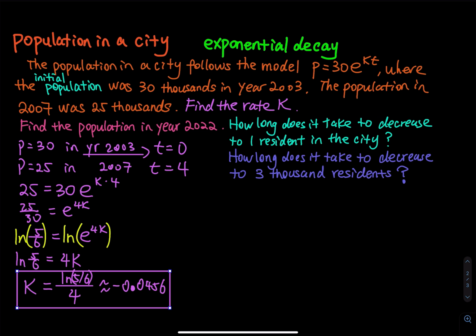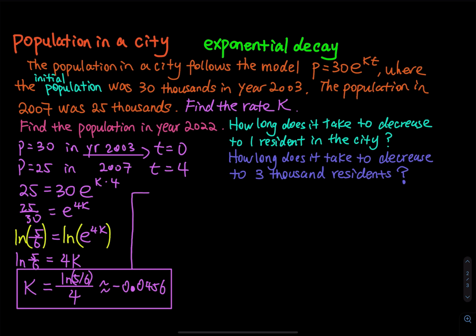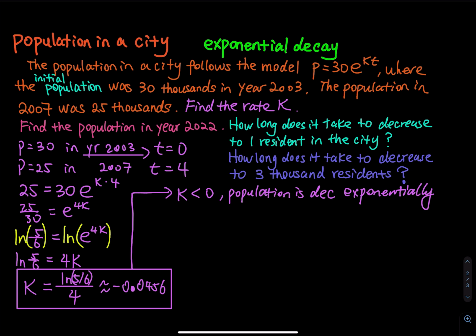And why do I need to box this? Do you see that the k is negative? What does that mean? k is negative, that means the population is decreasing. So I am going to put everything right here because I'm going to follow this. We have k less than 0. That means the population is decreasing exponentially. So the population in this city is going down exponentially.